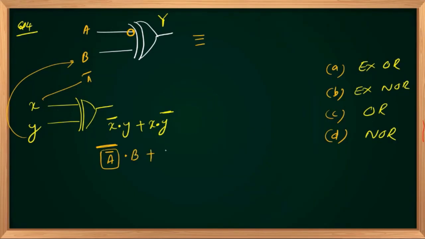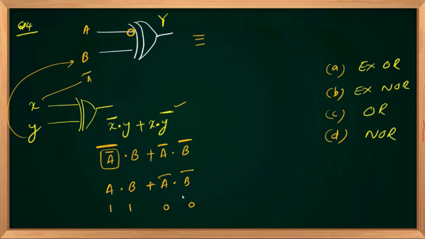Plus, what is X? X is a complement. What is Y? Y is the same as B, and A complement, because I have a complement. So A double bar is A itself dot B plus A bar dot B bar. What is this? A dot B plus A bar B bar. A dot B will be equal to 1 if A equal to 1, B equal to 1. A bar dot B bar will be 1 if A equal to 0, B equal to 0. So 0, 0 and 1, 1, it will give me output equal to 1. Which logic gate is it?